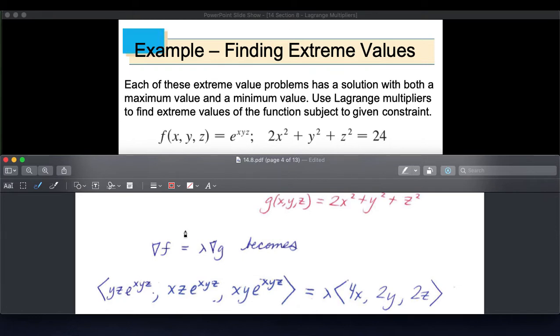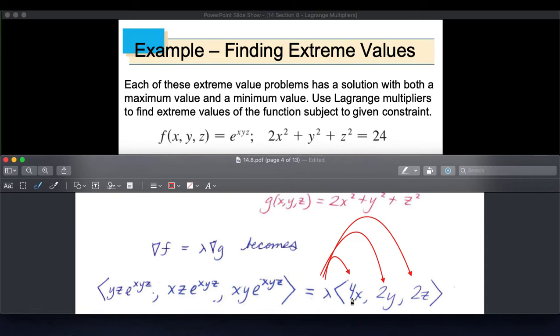I think we all can agree that the partial derivative with respect to x of f here is going to be e to the xyz times the chain rule. The derivative with respect to x of xyz is simply yz. This should be pretty simple for us because this was from our section on partial derivatives. And I believe we all can see that this is the partial derivative with respect to y, this is the partial derivative with respect to z, and then equals lambda. Remember, we're going to take this lambda and distribute it to all 3 terms here. Okay.